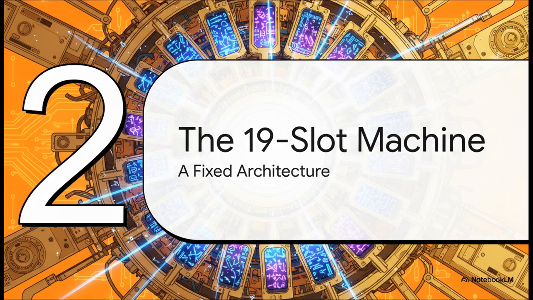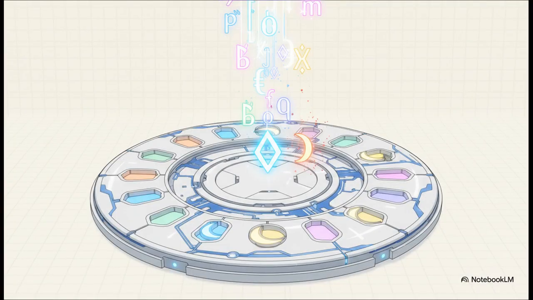So you're probably asking, what are these slots? What's the foundation that makes this whole thing tick? It all comes down to a fixed, rigid architecture, a map, and the source material has a name for it, the 19-slot machine. So here's how it works. In this system, every single letter of the Arabic alphabet gets assigned to one and only one of these 19 slots. And that mapping is set in stone.